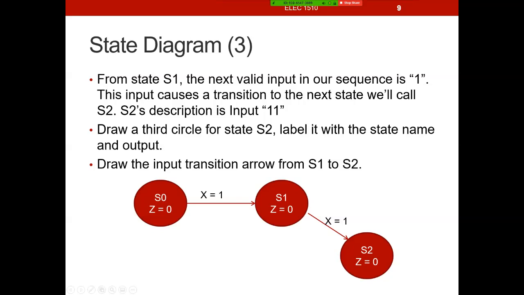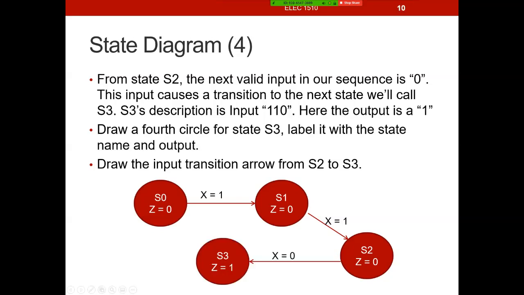All right. Now we have 3 states. What we want to say is we're in state S2. What happens next? In state S2, the next thing we would like to see is a 0. Remember, we're looking for the input sequence 1, 1, 0. So when we're in S2 and our input X is a 0, we transition from S2 to S3.